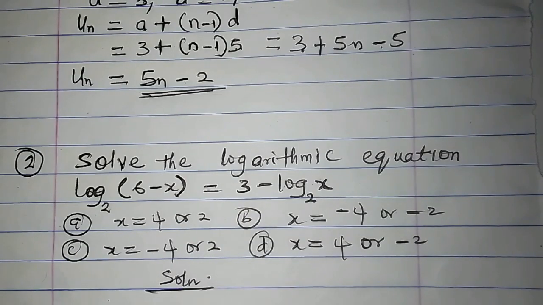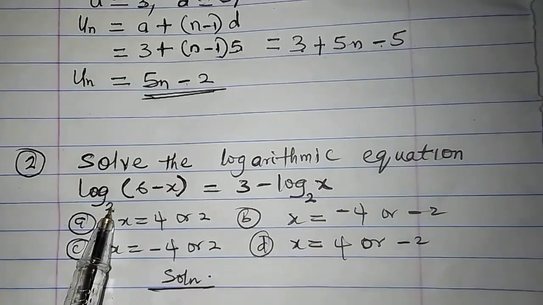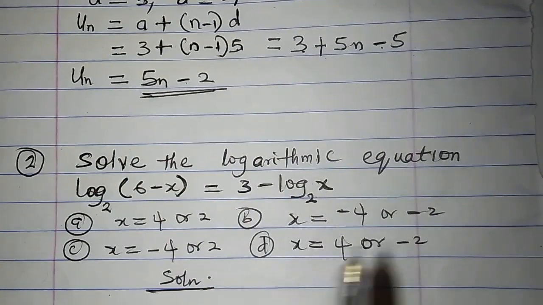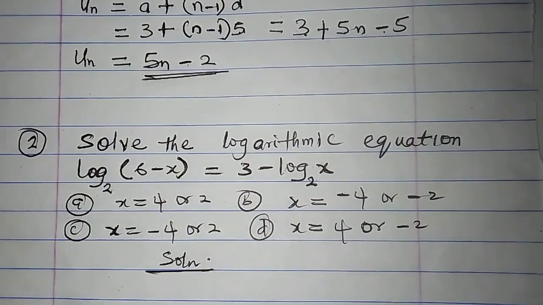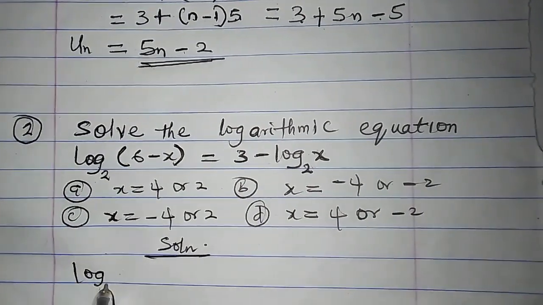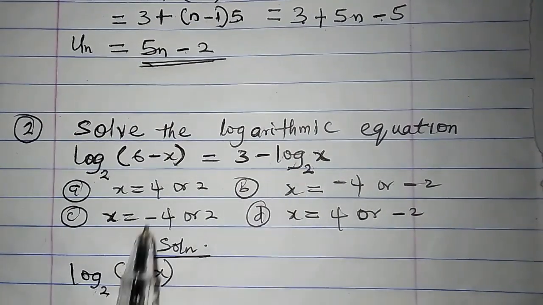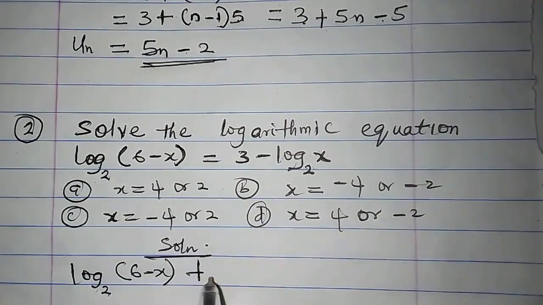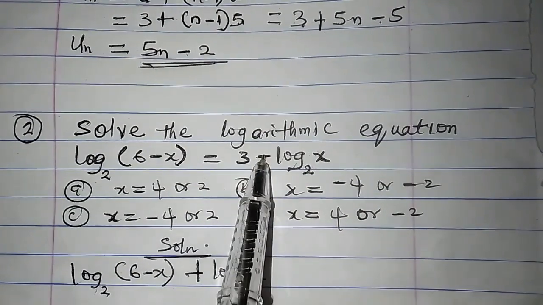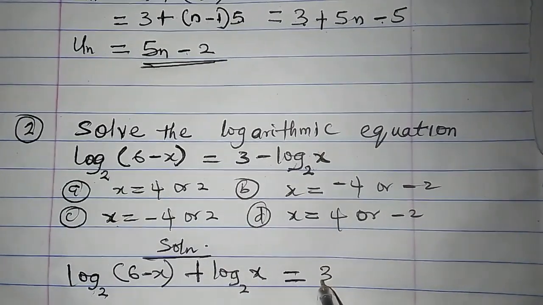Question 2 says, solve the logarithmic equation log of 6 minus x to base 2 equal to 3 minus log x to base 2. So let's solve it. First thing I will do here is this. I will rearrange the equation like this. Log to base 2 of 6 minus x, then this other one that has a log, we cross, plus log x to base 2. It is plus because here it is minus. If it crosses, it becomes plus. Equal to 3 that is left.